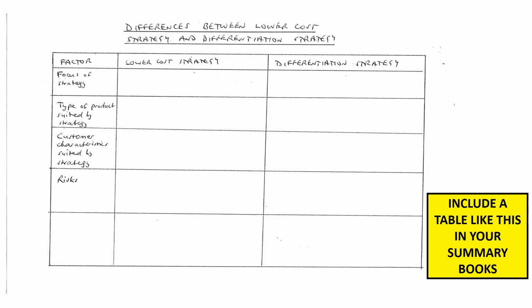And here's a useful table that you could include in your summary books. This is a table that you can complete to summarize the differences between the lower cost strategy and the differentiation strategy. The information that you can use to complete this table comes from slides 9 and 13 of this video. As I've said, a very interesting SAC or exam question might be one that requires you to compare the lower cost strategy and the differentiation strategy. You could use the information that you include in this table to assist you to answer such a question.